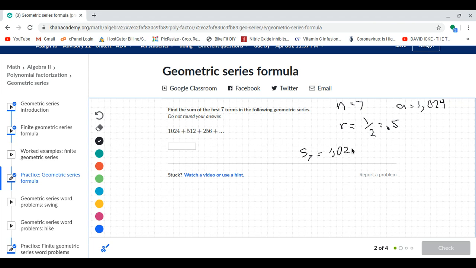1024 times 1 minus 0.5 to the 7th power over 1 minus 0.5, which is just 0.5. So I may not have enough room, but follow me as I explain this. So 1 minus 0.5 is a half. Whoops, let me fix that.